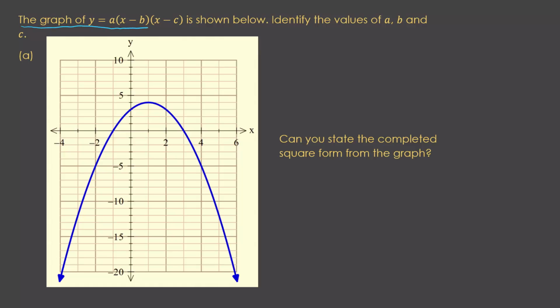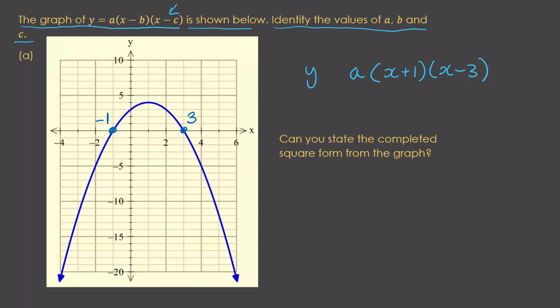The graph of y equals a(x minus b)(x minus c) is shown below. Identify the values of a, b, and c. Well, this is a factorized form, and therefore that would give us the roots. We can see a root here at -1 and a root here at 3. So that tells us our brackets are (x plus 1) and (x minus 3).